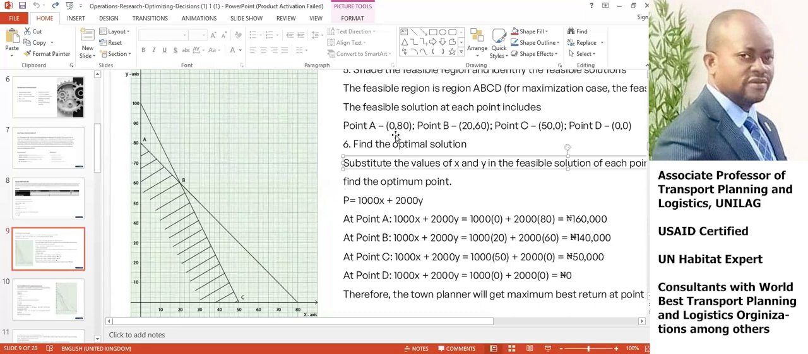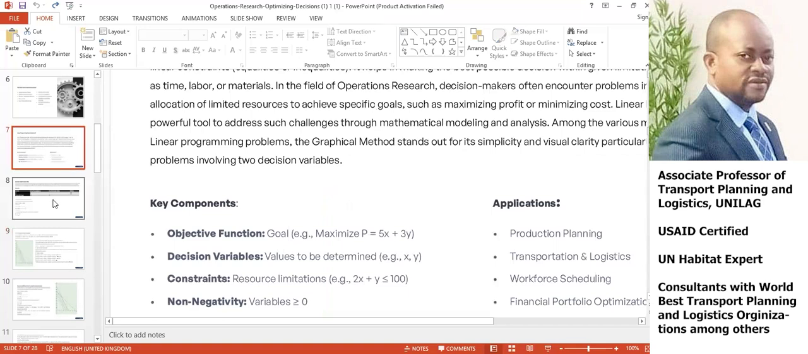So now, what you will need to do for this region, after you have found that region, is the optimal solution. I said this particular P equals, let me show you.